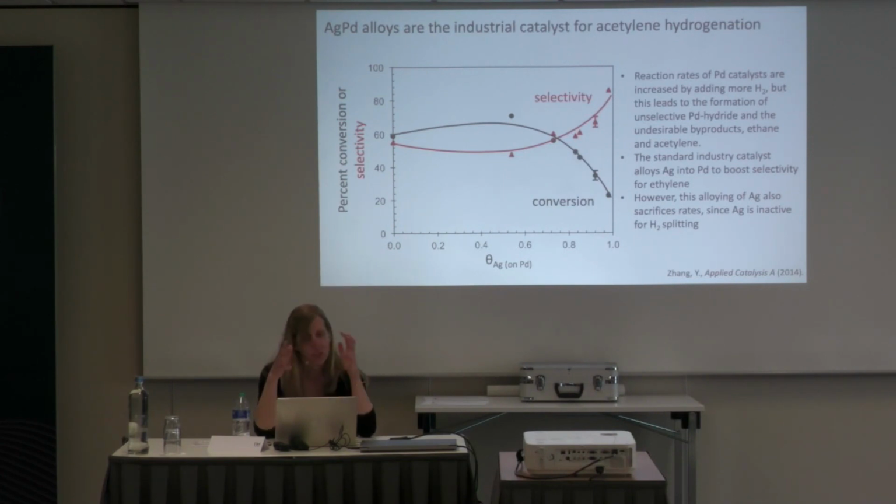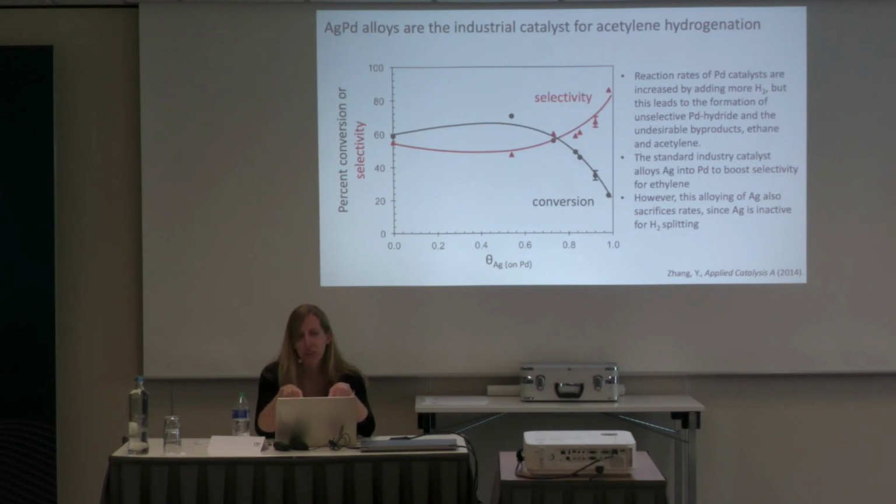But the industry has said, well, we don't want it fully hydrogenating because that means we're not going to have enough hydrogen to be able to do the hydrogenation. So they alloyed in some silver. And I think this is kind of neat because they weren't even thinking about the plasmonic properties. They just kind of alloyed it in to stop the hydrogenation.